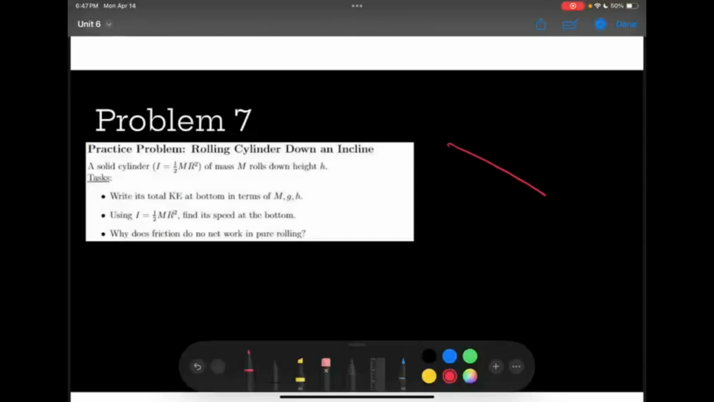So I'm going to use this example to talk a little bit more about rolling without slipping. I have some cylinder here, right? And at any instant, this point that's in contact with the plane will be at rest. So effectively the rest of this cylinder is rotating around this point.